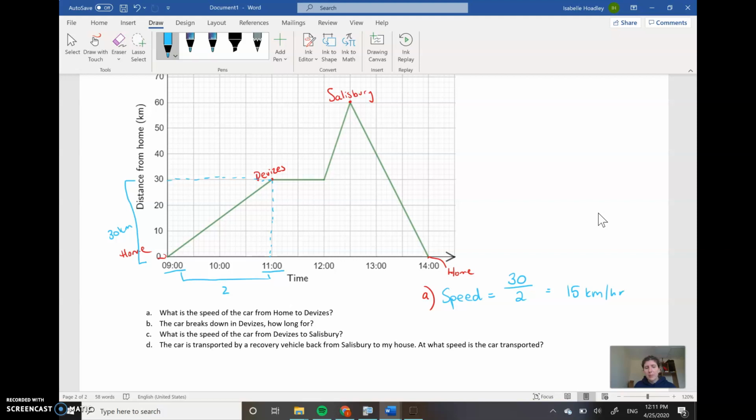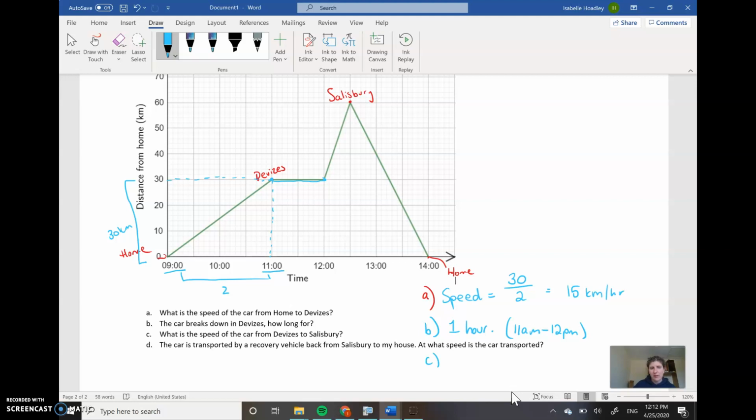Now, the car breaks down in Devizes. This is the second part of my question. How long for? So now I've broken down in Devizes, and I can see that because I'm actually not moving now for a whole hour. So between 11 and 12 o'clock, I'm not moving. I'm staying stationary, and you can see that because of the flat line. So I've broken down in Devizes. How long for? For 1 hour. And then I might even write there 11 a.m. until 12 p.m.